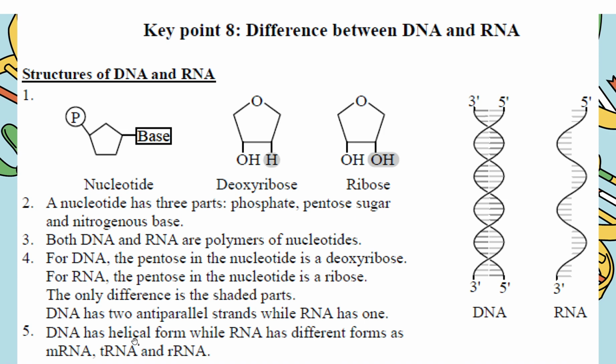Both have a helical shape. But for the RNA, the other thing is RNA is only a single strand. So it's more flexible. It can have different shapes, and different kinds of RNA too: mRNA, tRNA, and rRNA. Very funny theory. You'll learn the details later.